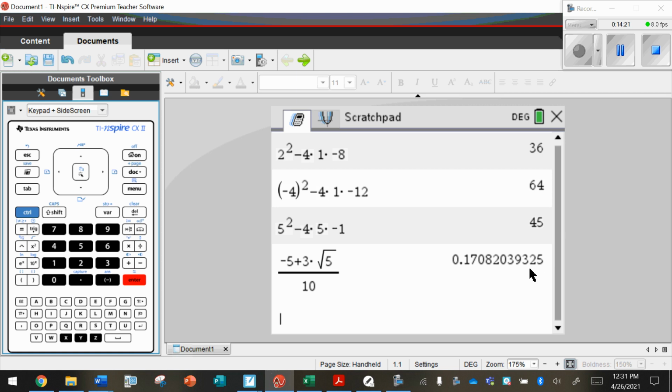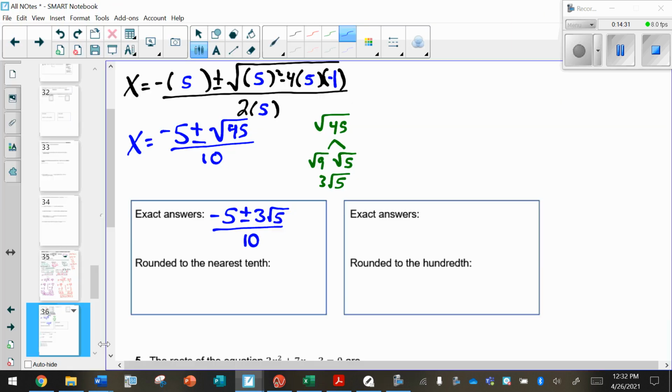0.17082039325. The question says round to the nearest tenth. That's one decimal place. So we look at the second decimal place to determine whether it stays 0.1 or bumps up to 0.2, and it bumps up to 0.2. So 0.2 is one of our zeros.